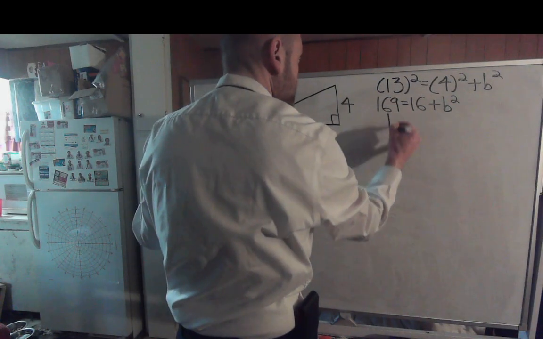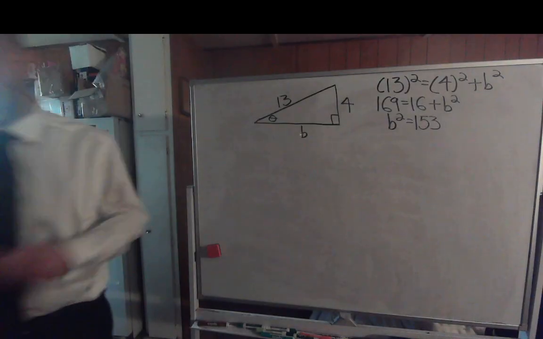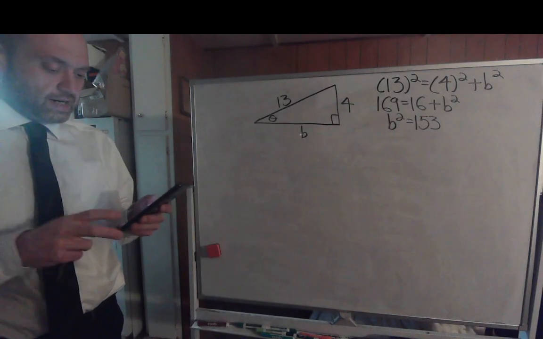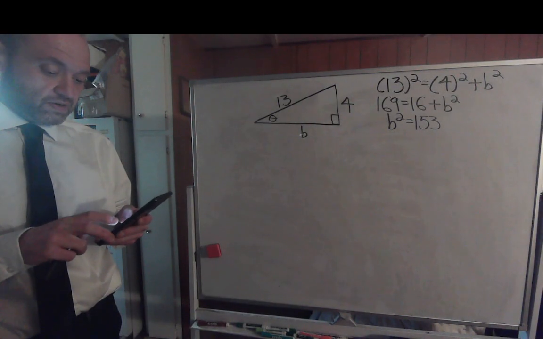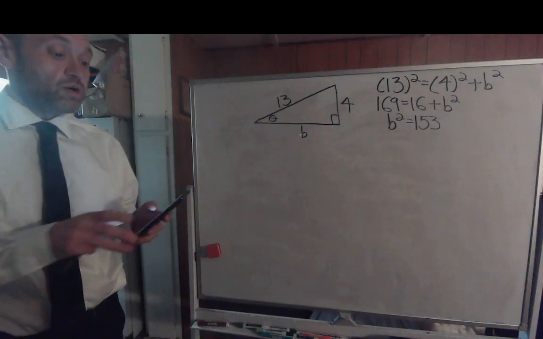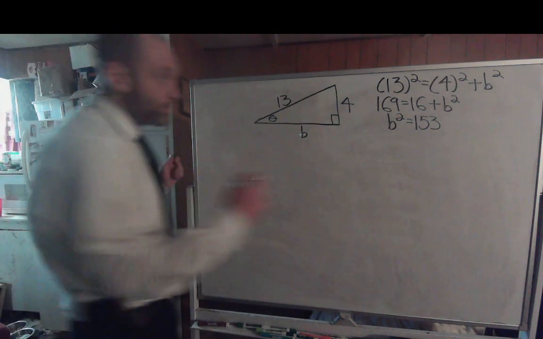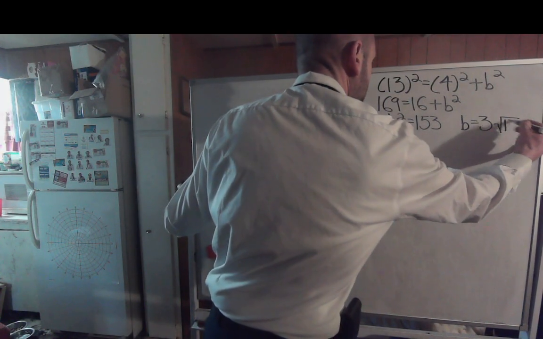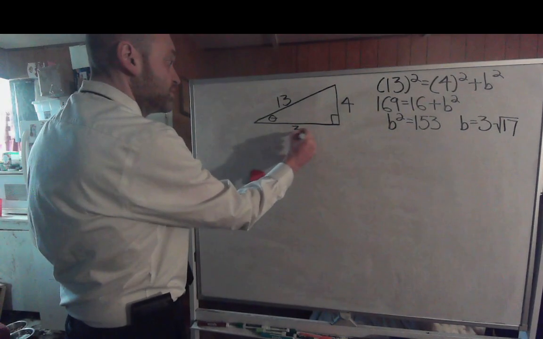So that means then that B squared equals 153, which I don't think 153 breaks down, but I could be wrong on that. Wait a second, 51, so let's see. I was wrong, it does break down. It breaks down into the square root of 9 times 17, which means B is going to equal 3 times the square root of 17. So now we know the length of the longer leg, that's actually 3 times the square root of 17.